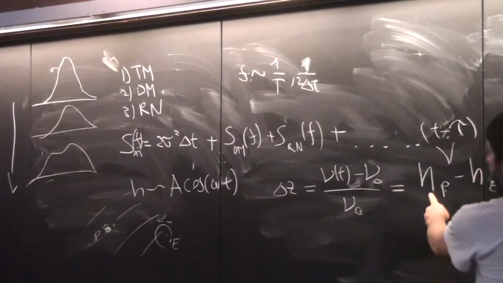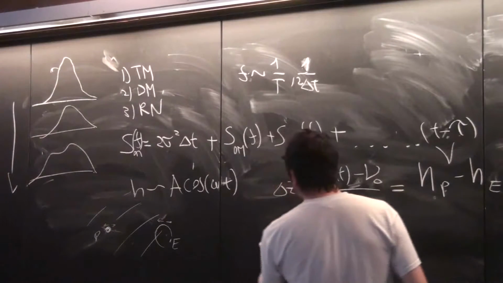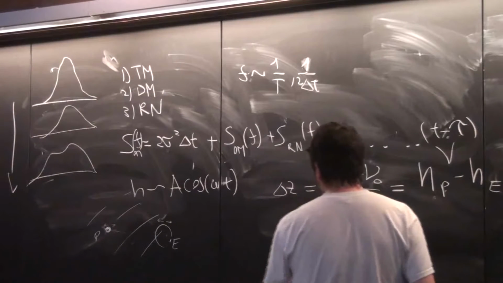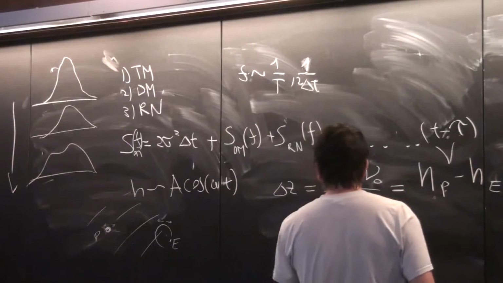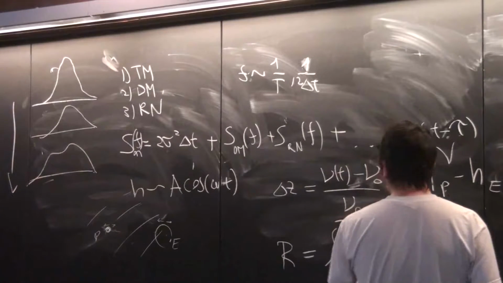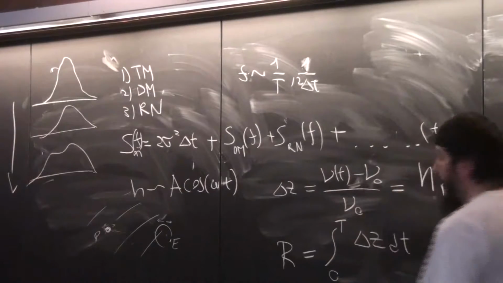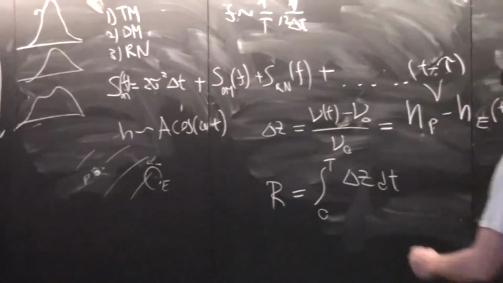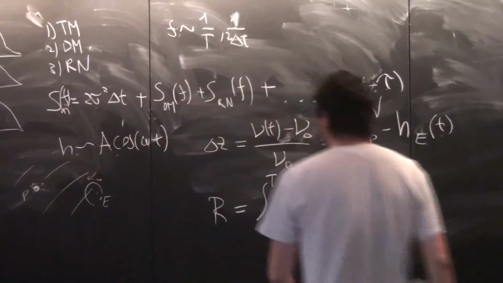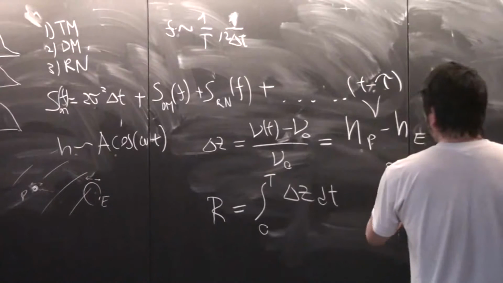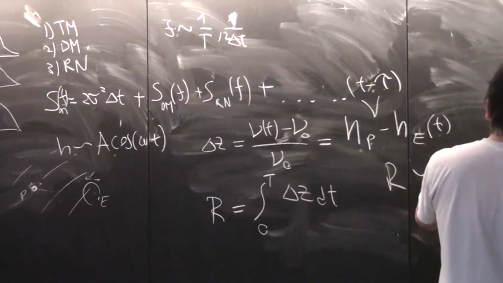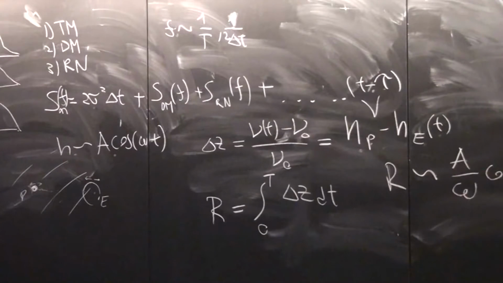But h has this, and the residual that this induces in the timing of your pulsar is basically the integral over the observation time of this delta z function in dt. Okay? And now this is a cosine function, so your residual is roughly something that is a over omega cosine omega t. And now we come to Matt's question.